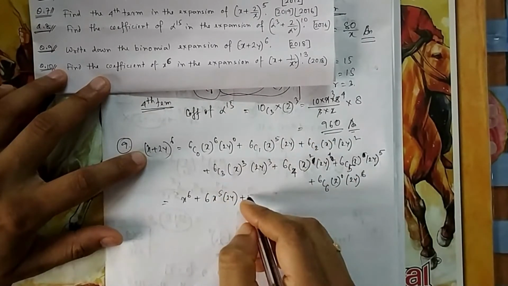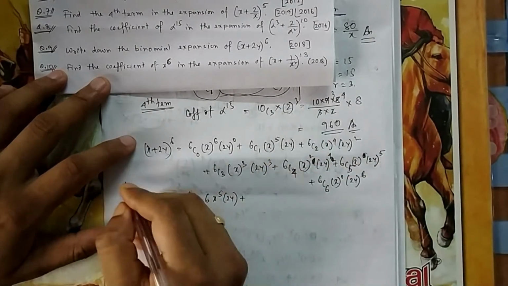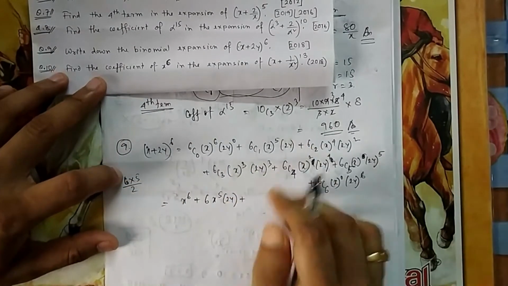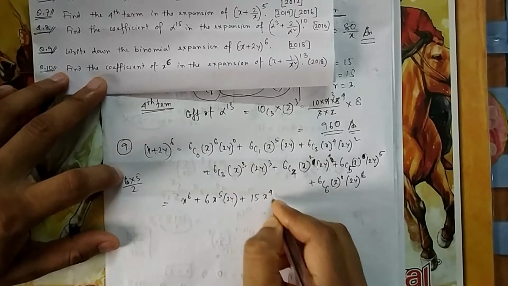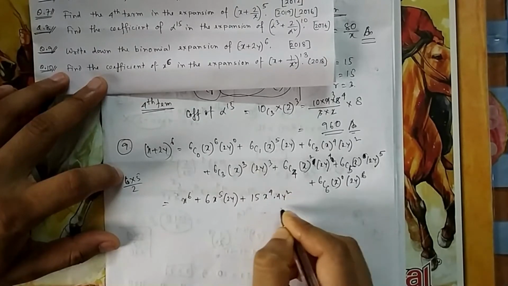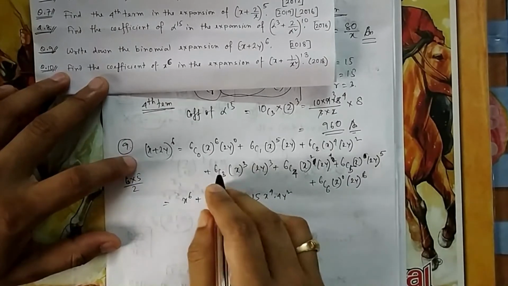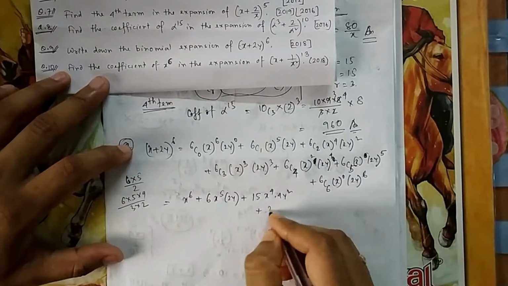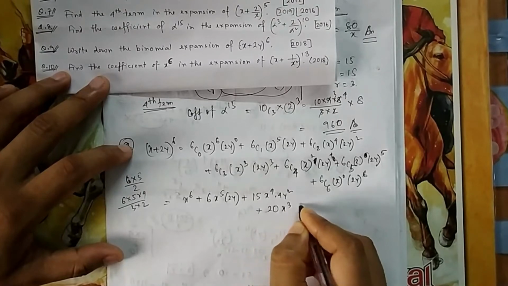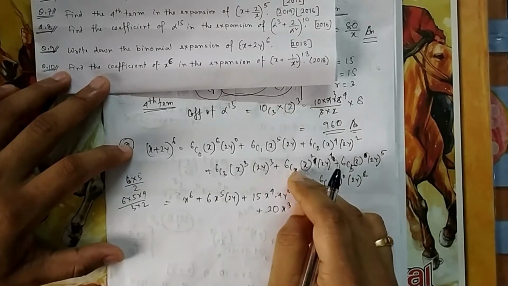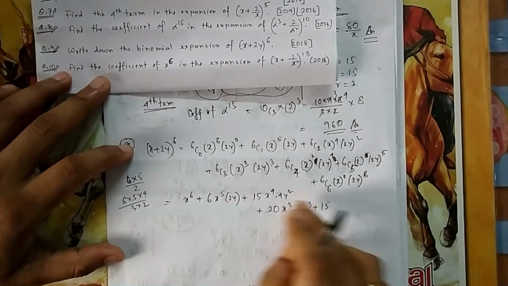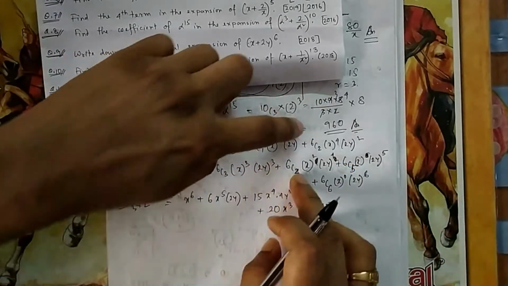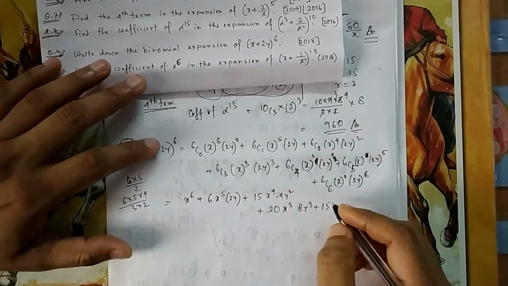6c2 you can calculate here, or you can calculate somewhere and then put it, or you can calculate in a calculator also. 6 into 5 by 2 is 15, so it will be 15 x to the power 4 y square, plus 6c3, which is 6 into 5 into 4 divided by 3 into 2, again 20, so 20 x cube, 8 y cube. 6c4 is nothing but 6c2, that is 15. You know it also repeats because the first and last are the same. This and this coefficient will be same, these and these will be same, because this is the property of binomial coefficients you have seen already.